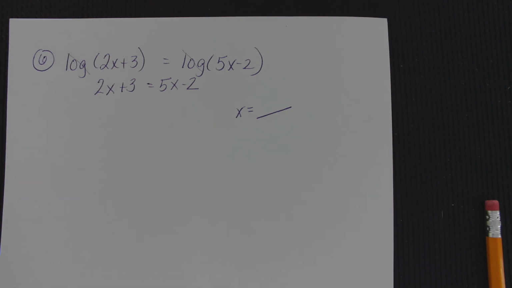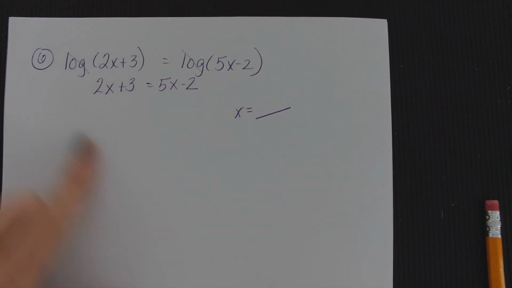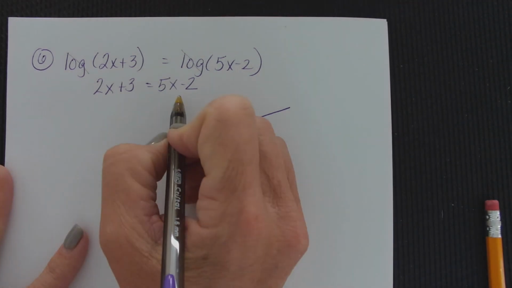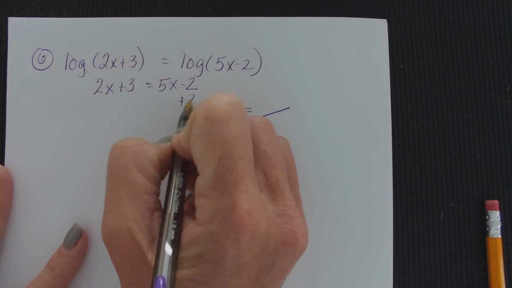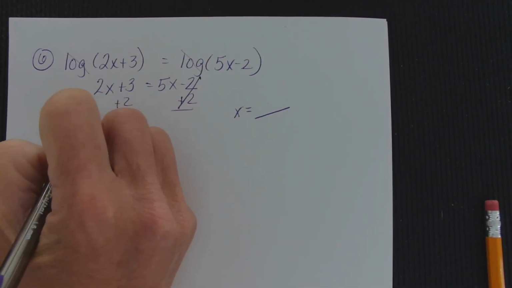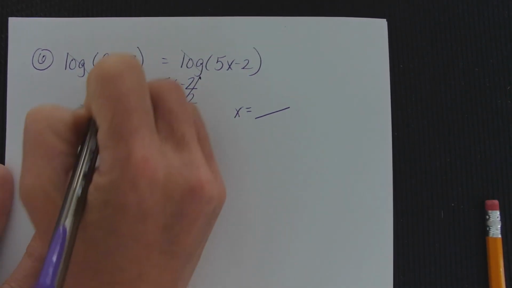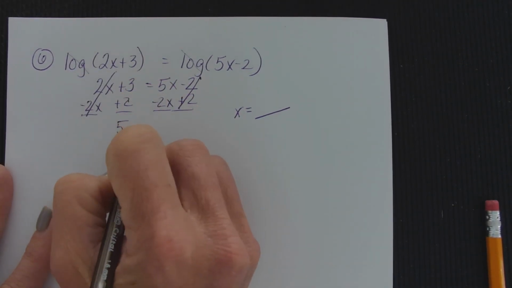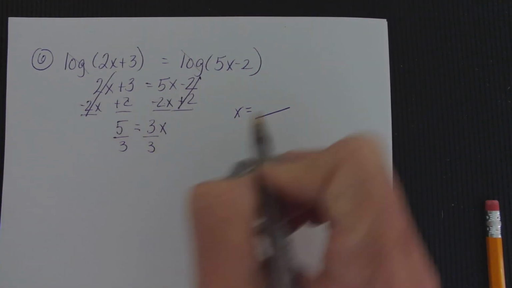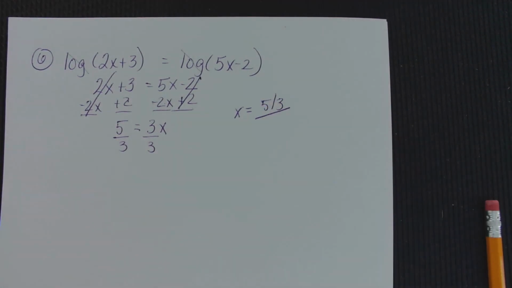Who's got an answer? Taylor, what'd you get? I got 7. All right, let's see. Does somebody get something different? I got 5/3. Yeah, 7. Let's look. So I'm gonna add 2 to both sides. Please watch your math. I'm gonna subtract 2x over here. 3 plus 2 is 5. 5x minus 2x is 3. Divide by 3. Your answer is 5/3.